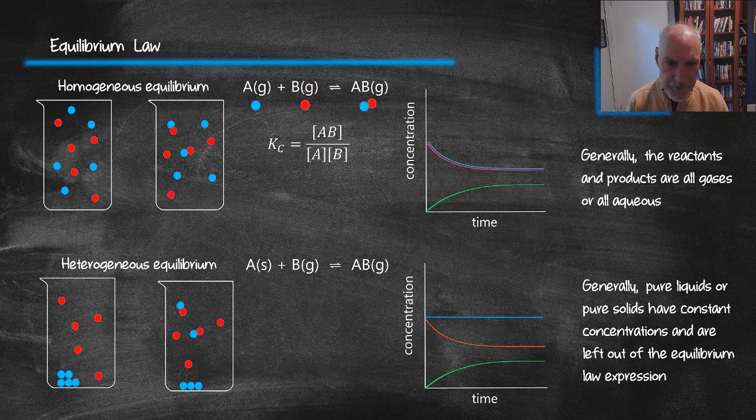Generally, pure liquids and pure solids have constant concentrations and are left out of the equilibrium expression. So the equilibrium expression for this would ignore the presence of A.